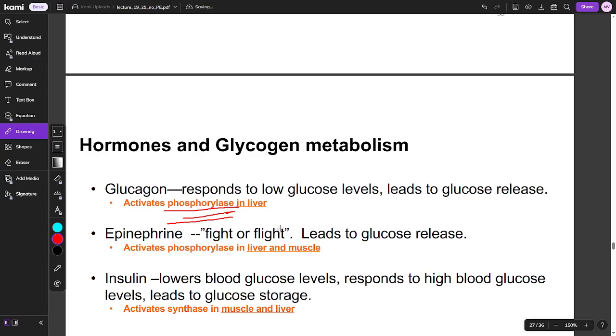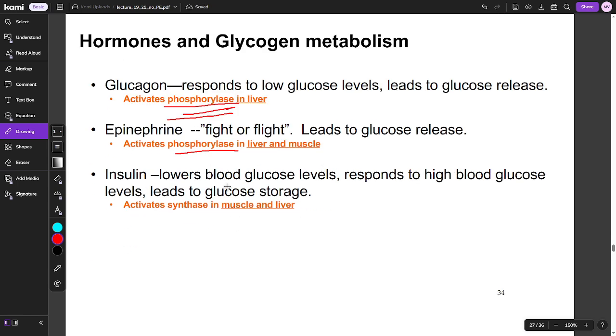Epinephrine, a similar story, right? Fight or flight leads to glucose release. We would expect it, similar to glucagon, to lead to an activation of phosphorylase, which is a phosphorylation of this enzyme. Insulin, on the other hand, usually leads to dephosphorylation. So insulin leads to dephosphorylation.